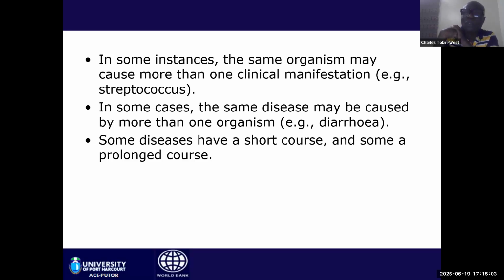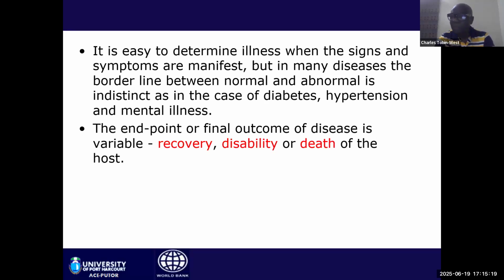Different viruses, parvovirus, rotavirus, dysentery, or different organisms can cause diarrhea. Okay, so that is why disease can be somehow confusing. So it is easy to determine illness when the signs and symptoms are clear, are obvious. But in many diseases, they are not as obvious.